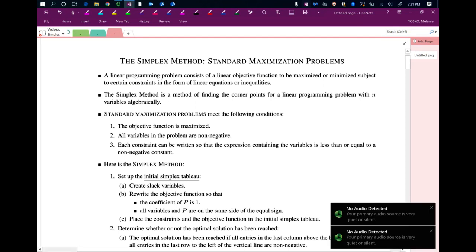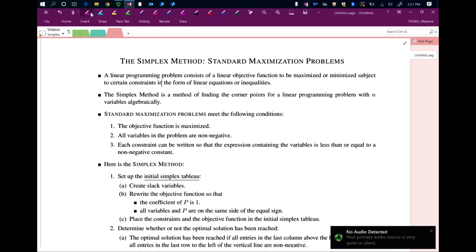We're going to talk about the Simplex method. We're going to discuss standard maximization problems. So we have a standard maximization problem if we have these criteria. The objective function is maximized. All variables in the problem are non-negative, and each constraint can be written so that the expression containing the variables is less than or equal to a non-negative constant.